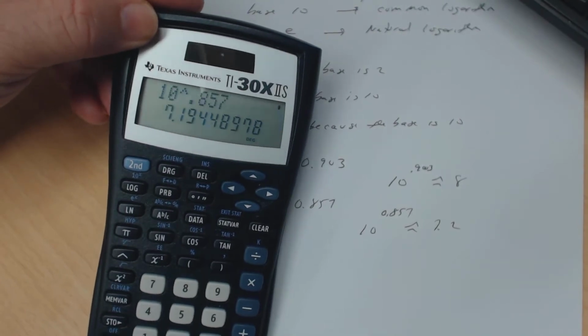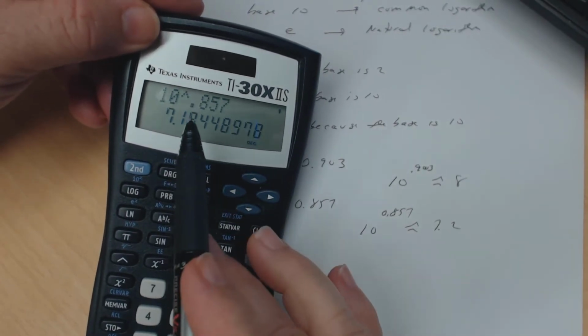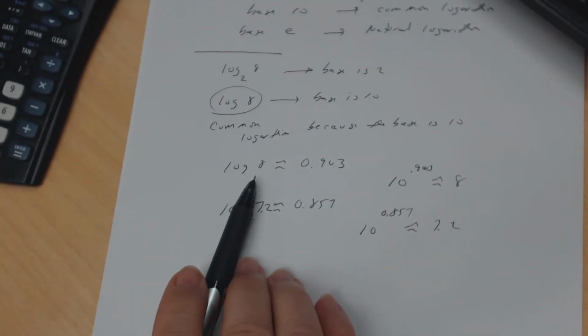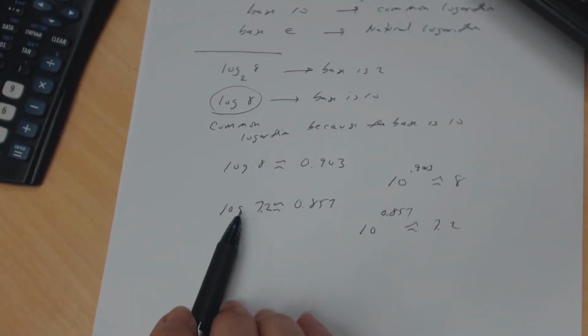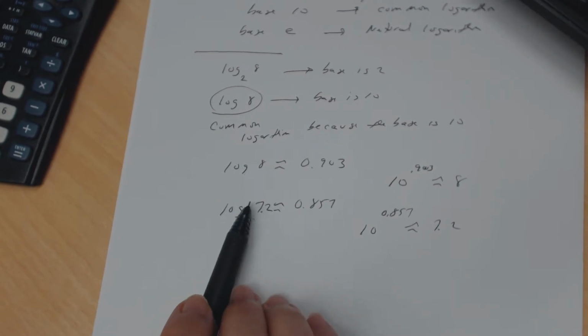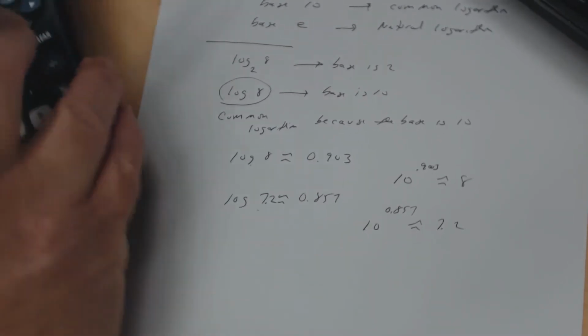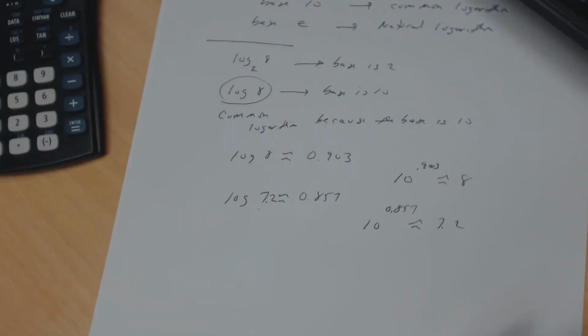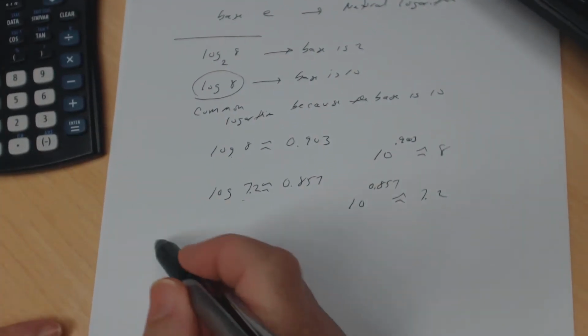So there's no base. It's understood to be 10, which is a common logarithm, and your calculator uses base 10. That's the LOG. Okay? Now, let's look at this.